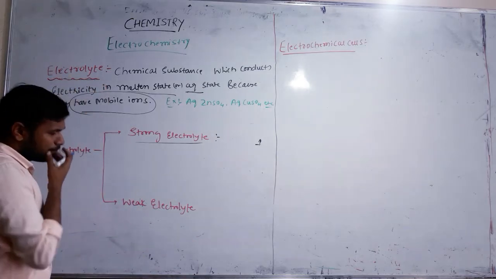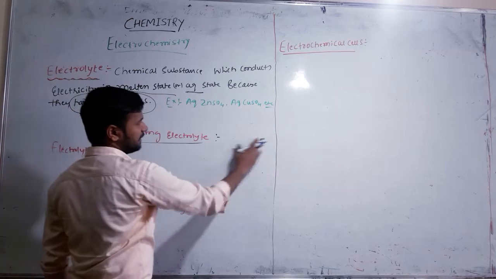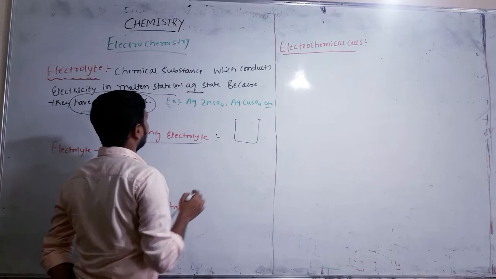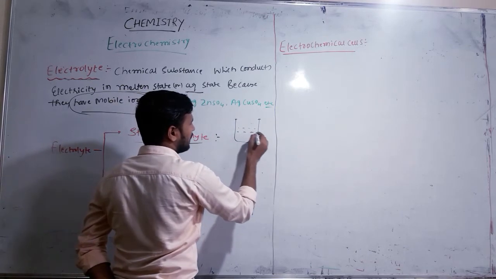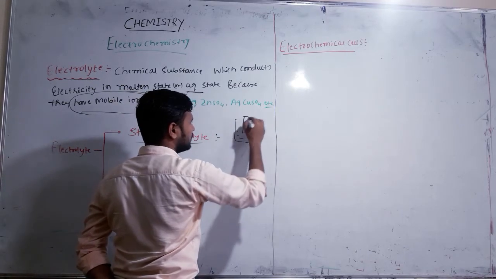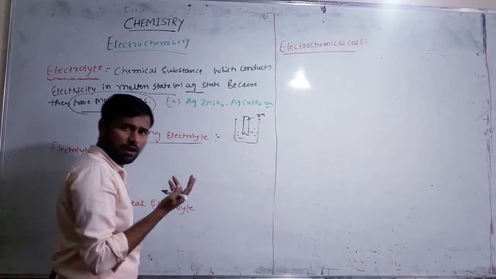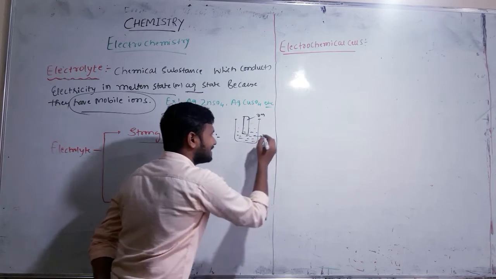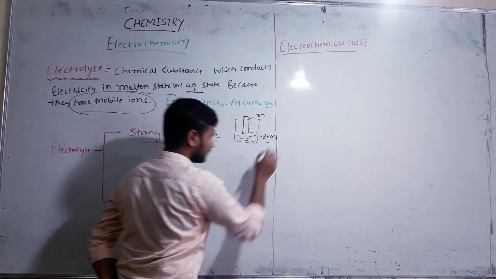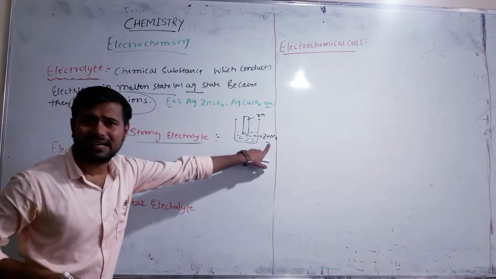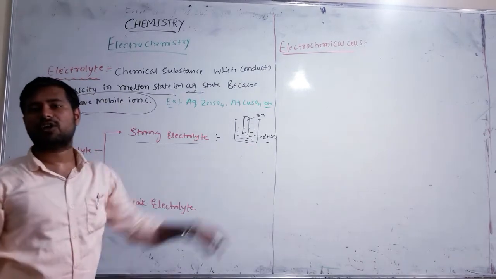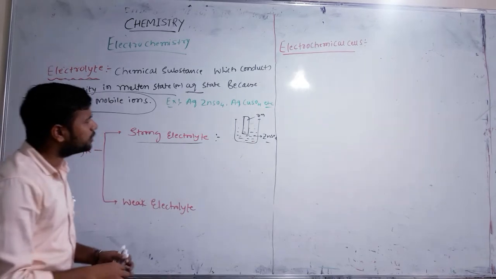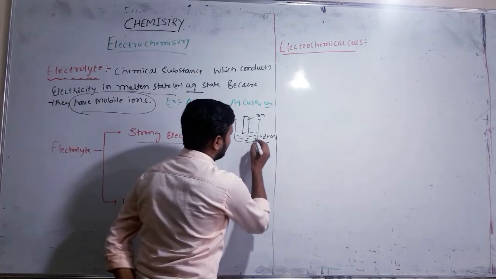For example, I'll give you one best example. If I take this as a cell, I have zinc as an electrode, a metal rod, which you already know. And inside I have this liquid, zinc sulfate. Sir, what is this zinc sulfate? Beta, this is the electrolyte. What is it going to do? It is going to conduct the electricity.